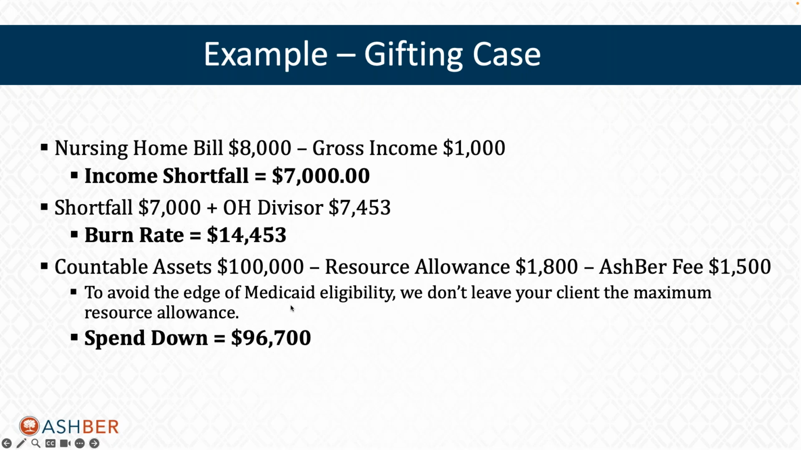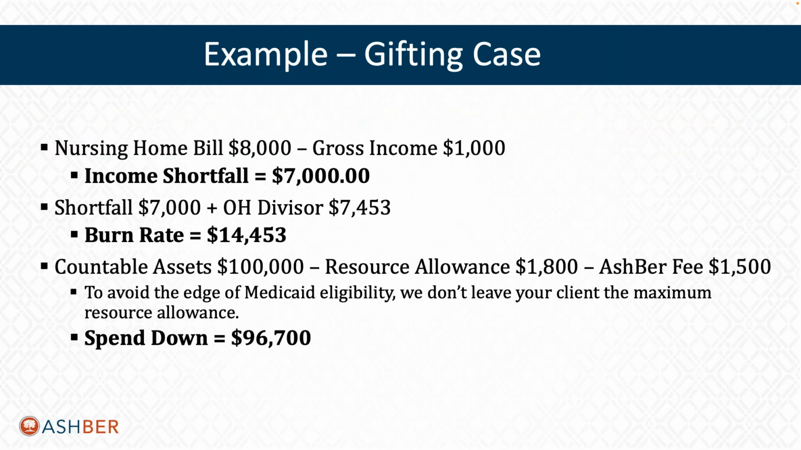And then step 3 here, we have the countable assets of $100,000. We're going to subtract that resource allowance of $1,800, and we're only subtracting $1,800 because we want to avoid the edge of Medicaid eligibility. So we don't want to leave your client the maximum resource allowance. We want to give them a little bit of a buffer so that if there's any dollar or cent fluctuations in the account between the annuity purchase and the Medicaid application date, we want to make sure that won't negatively impact the plan. So we get a spend down of $96,700.